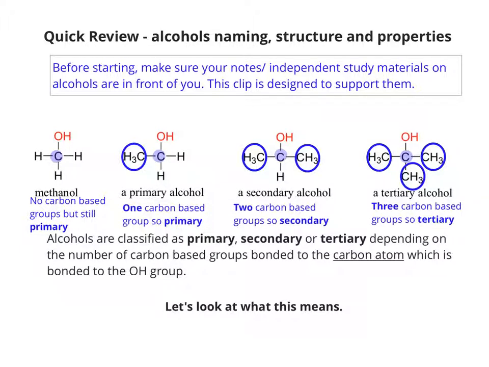So you can obviously see what's happening with a secondary alcohol and also a tertiary alcohol. The secondary alcohol has two carbon-based groups attached to the carbon that the OH group is attached to, and the tertiary alcohol has three carbon-based groups attached to the carbon that the OH group is attached to.